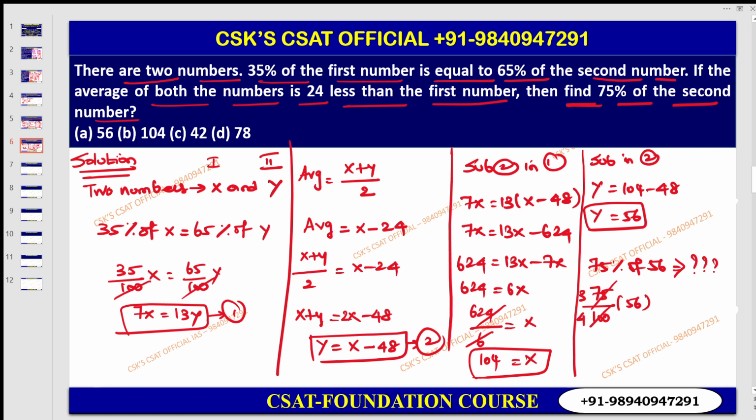3 by 4. Directly you can find what is 3 by 4 of 56. That is the question. You can cancel this here. 14. So 3 into 14. 3 into 14 becomes 42. So the answer for this question here is 42. Like that you must learn all the fundamentals and the basics first.